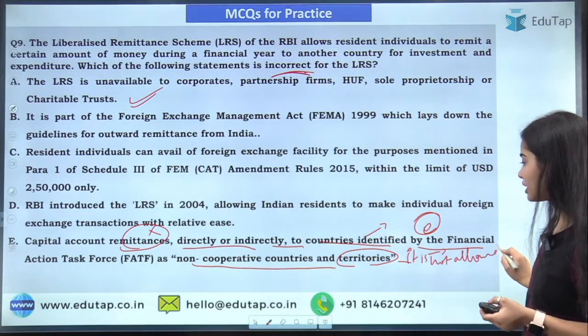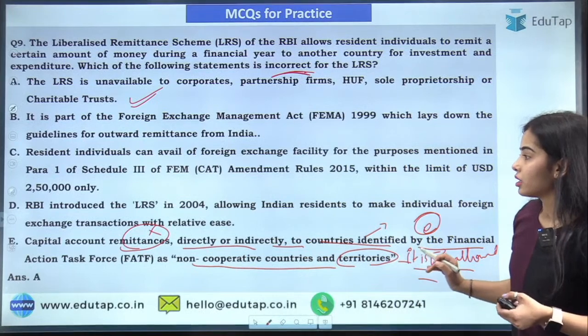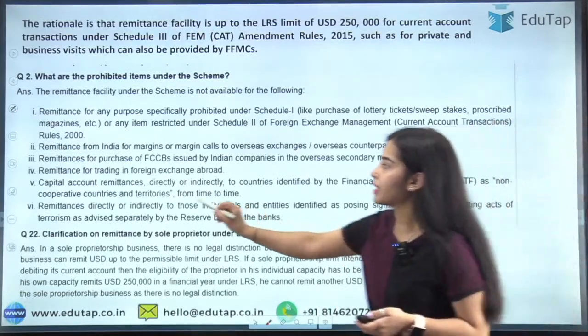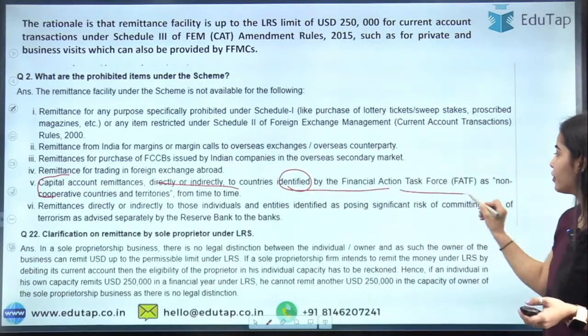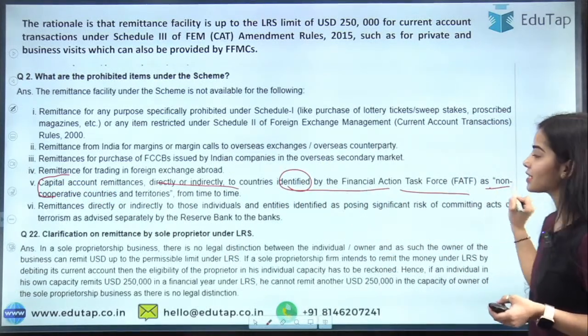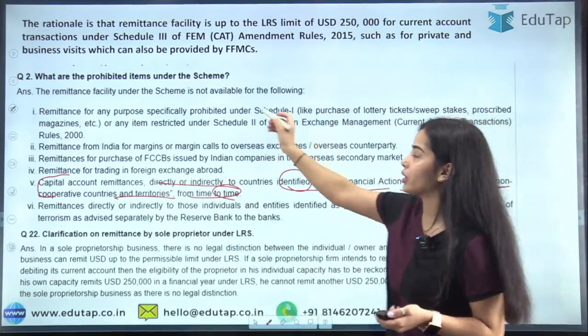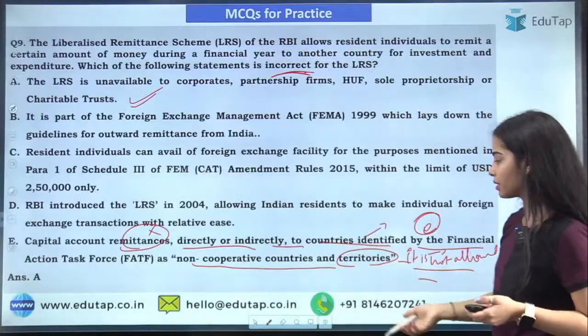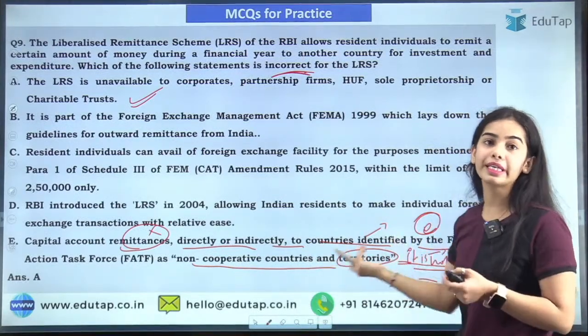So the statement got deleted. It should be read completely. So this is banned: capital account remittances directly or indirectly to countries identified by the FATF as non-cooperative countries and territories from time to time, it is not allowed. That part was missed, but it is not allowed. So that's why this is not incorrect if we read it completely.